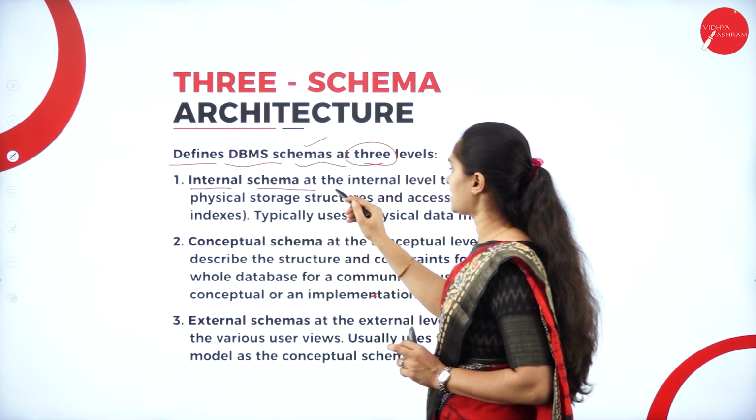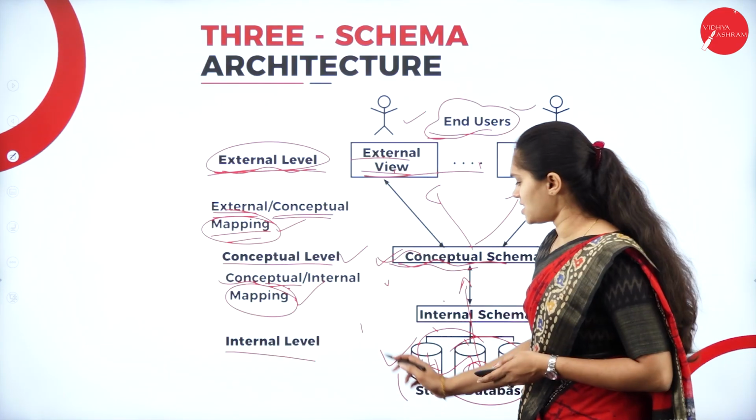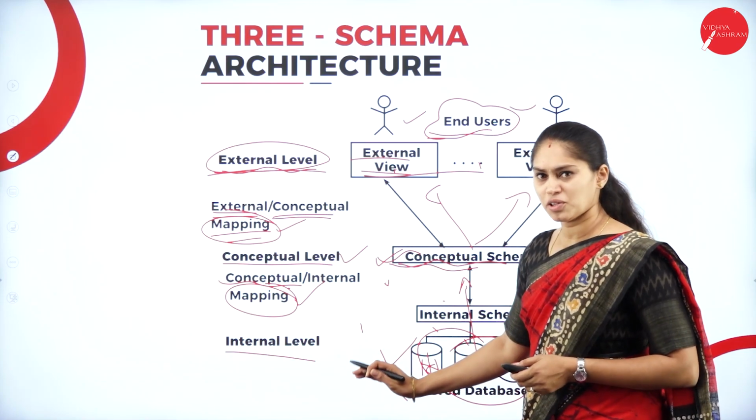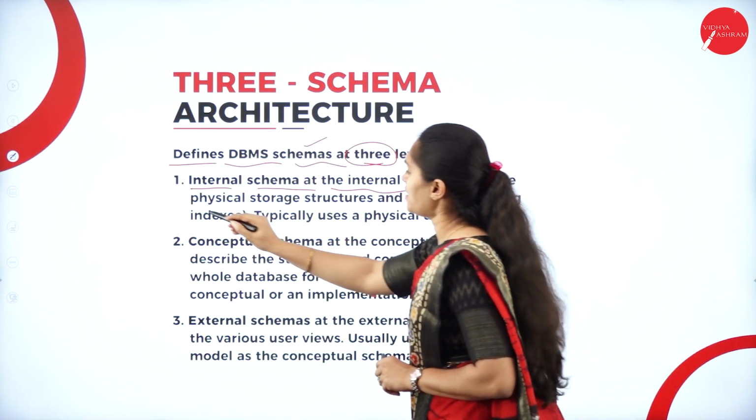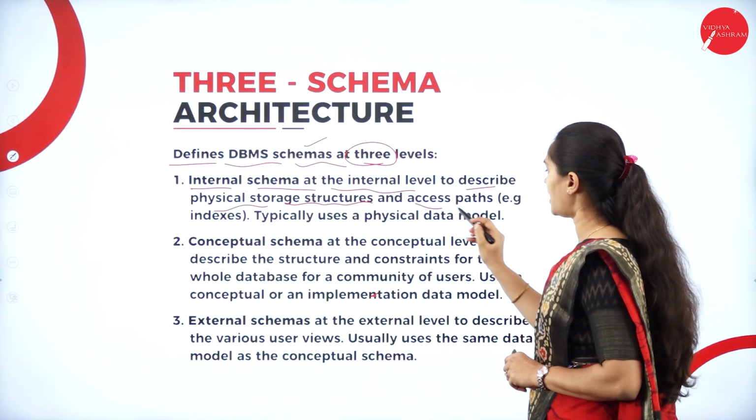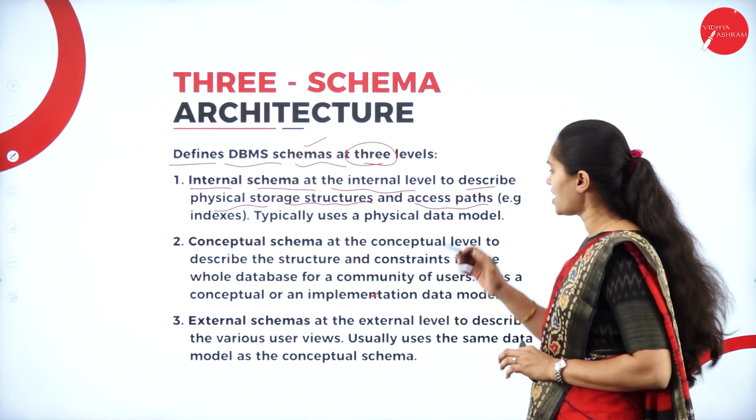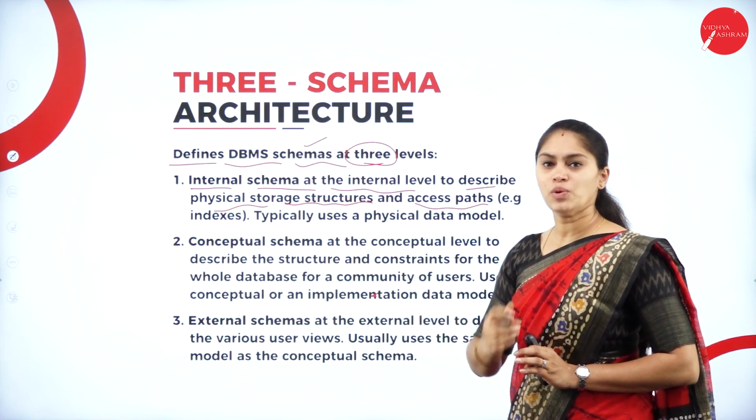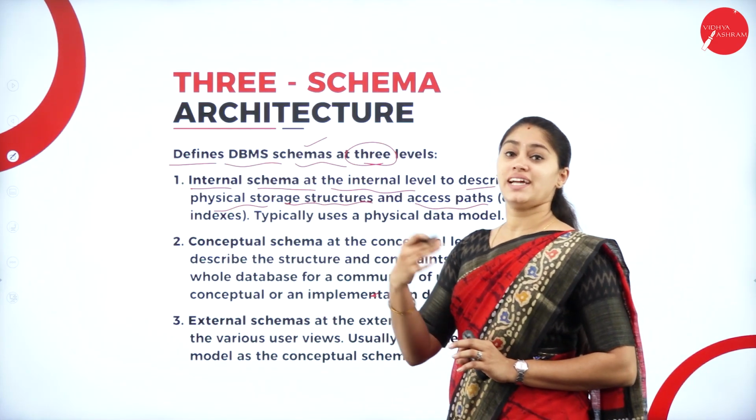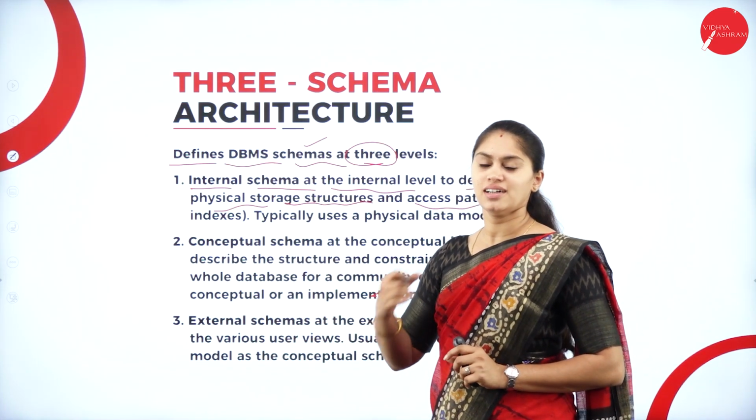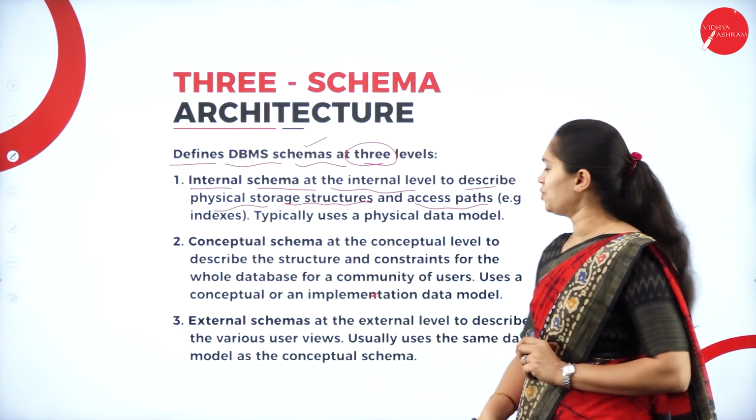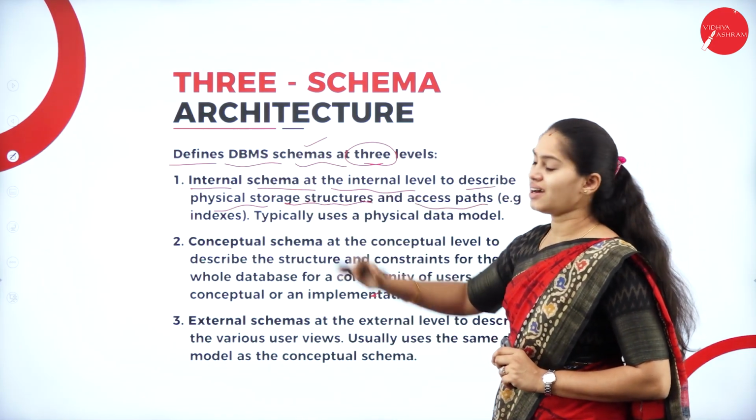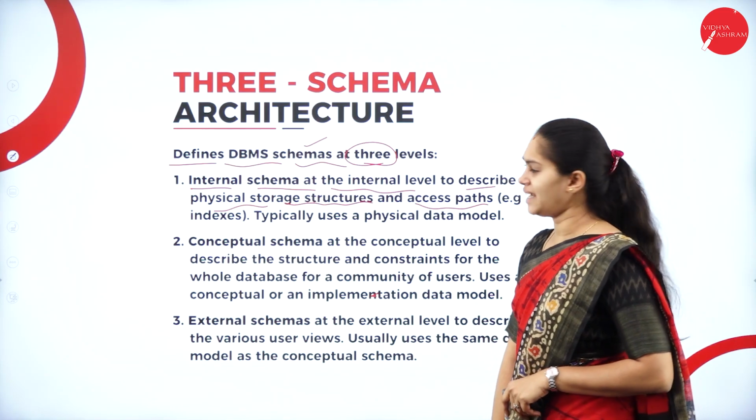First is the internal schema at the internal level. This is the internal level. What is going to happen here? This describes the physical storage structures and access path. It describes the physical storage structure: how the records have been arranged, what its index is, what the order is, and what data type it includes. That is all going to be described in the internal schema, or at the internal level.